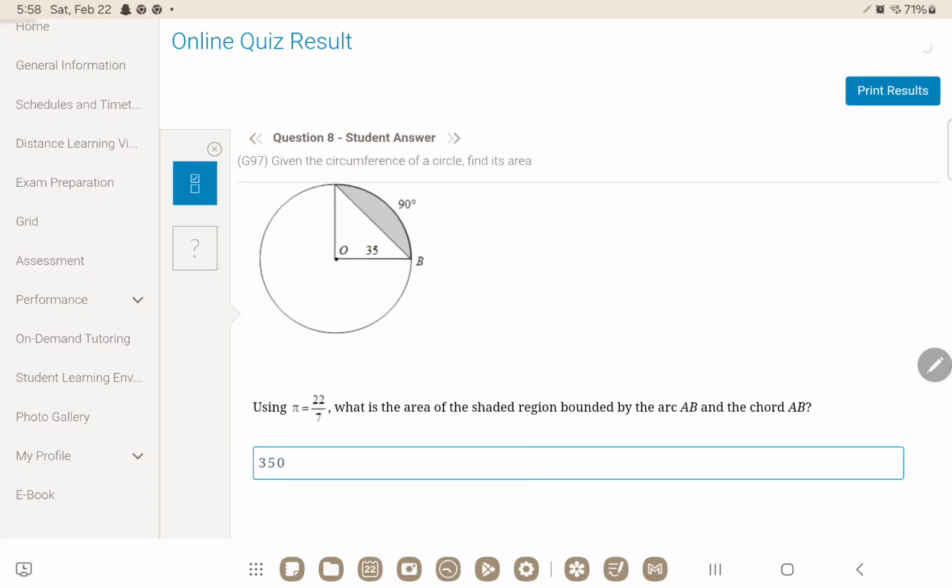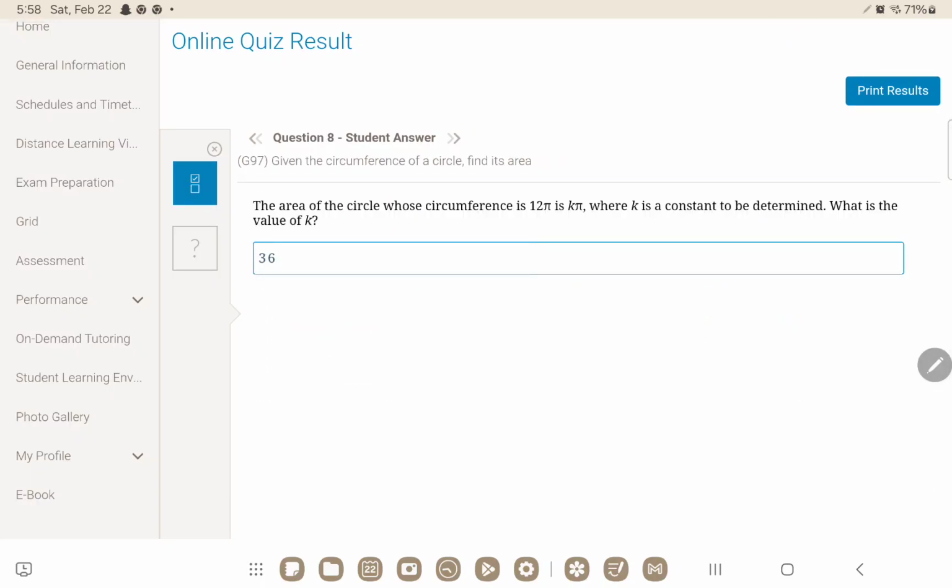Now moving on, you have a circle whose circumference is 12 pi. So the r must be 12 pi divided by 2 pi, which gives you 6. So r equals 6. And now we know that the r is 6 and they want the area.